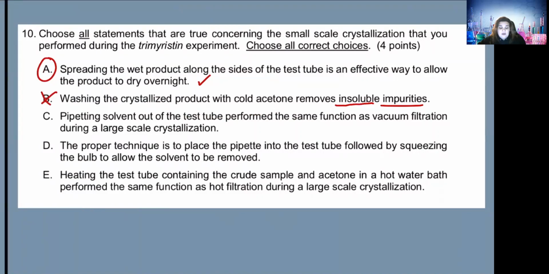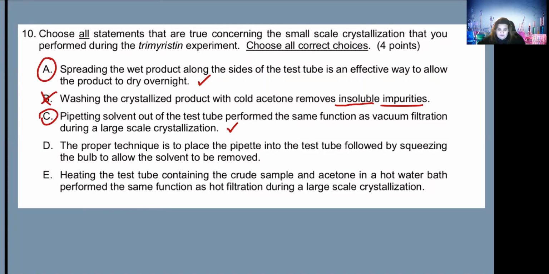Then C, pipetting solvent out of the test tube performed the same function as vacuum filtration during a large-scale crystallization. That is a correct statement. So when you're using the pipette, you're doing filtration, right? Just on a smaller scale. So your pipetting is serving essentially the same function as vacuum filtration. So C is also correct.